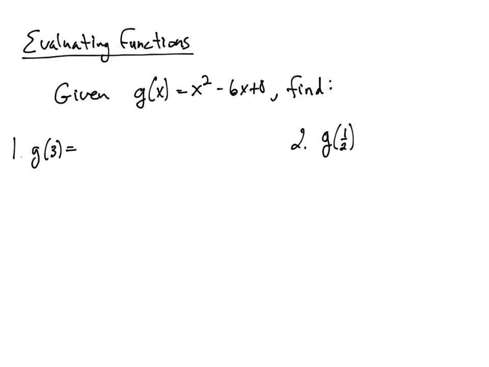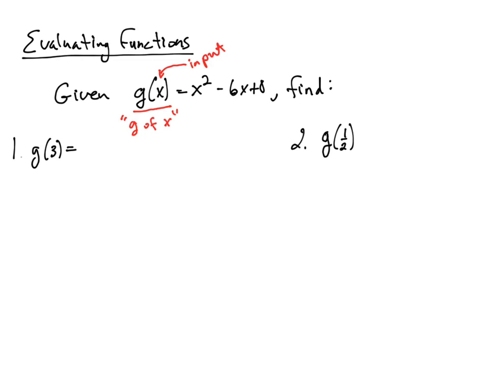Now, how do we evaluate functions? Well, first of all, we can write functions algebraically with this notation. How we would say this is g of x. That's how we would read this. So what this says is g of x equals x squared minus 6x plus 8. Now what we want to do is we have this function. It's named g, and the input for this function is right here. So currently we are inputting x into this function.